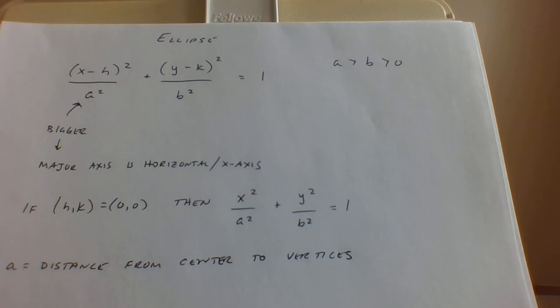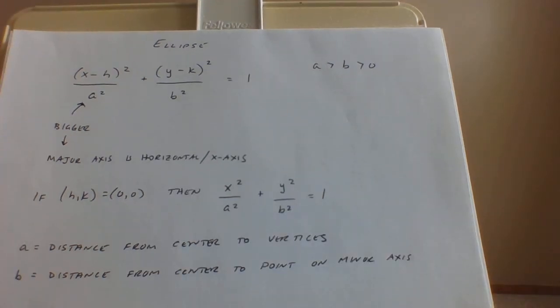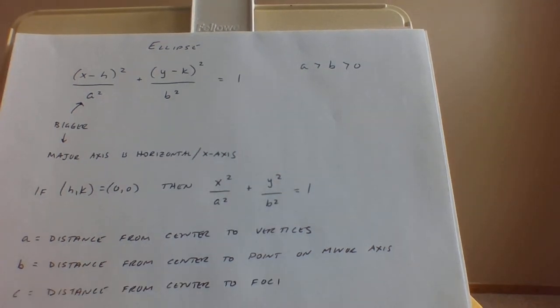A is going to represent your distance from the center out to your vertices, your V1 and your V2. Your b value is going to represent your distance from the center out to a point on your minor axis. And your c value is going to represent your distance from the center to your foci. Keep in mind your foci are going to be on the inside portion of your ellipse.